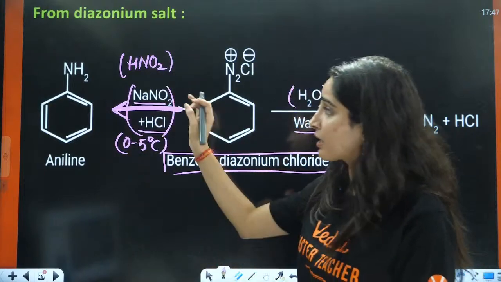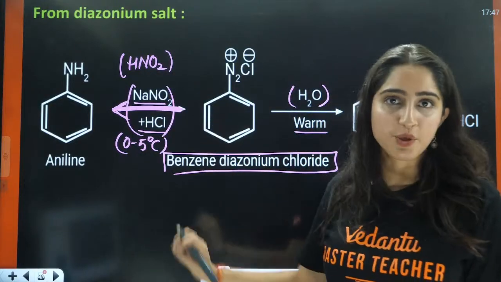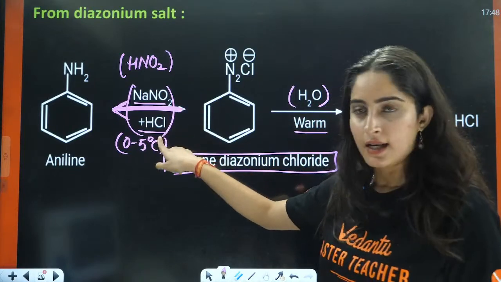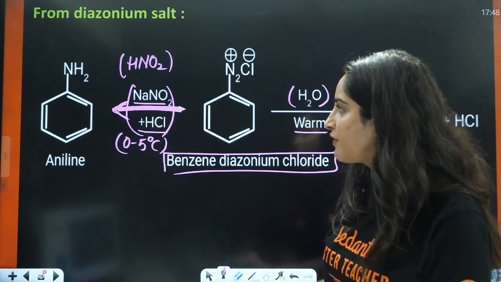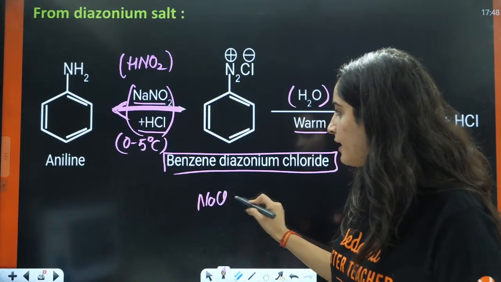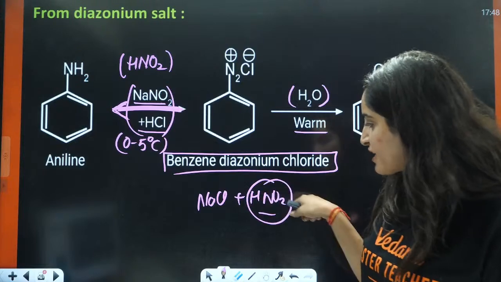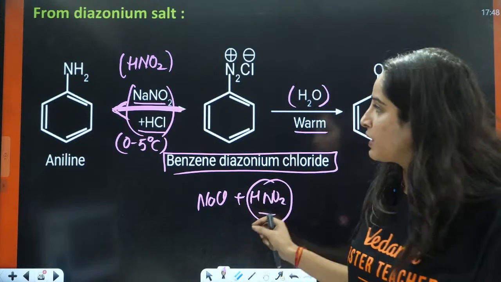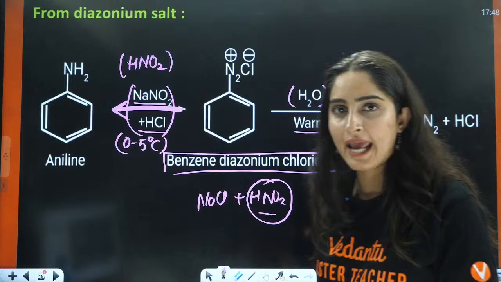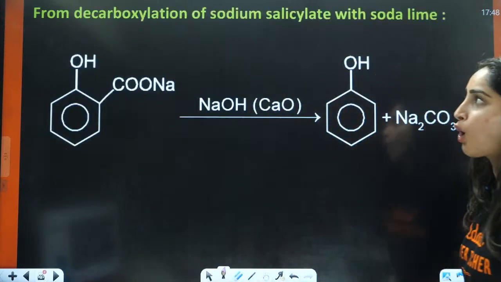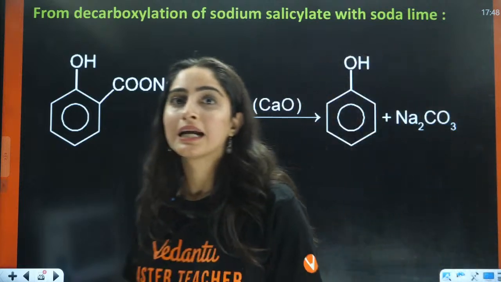The temperature, the conditions, the reagents, everything is important, right? NaNO2 and HCl, when they react together, will form NaCl plus HNO2. So basically this HNO2 does the total work of converting this diazonium salt to aniline. Okay. Next important thing is decarboxylation.